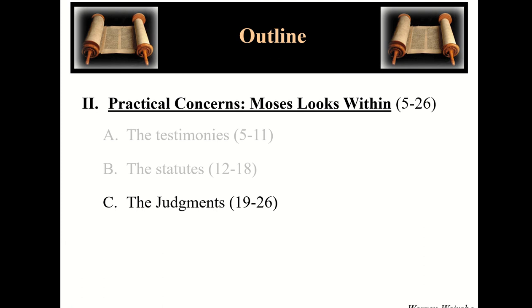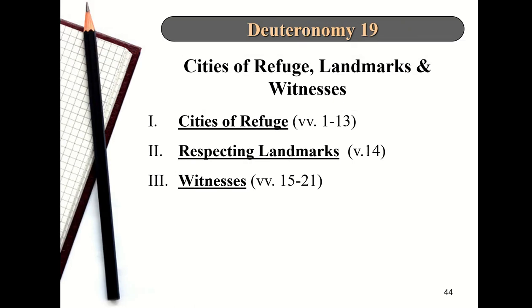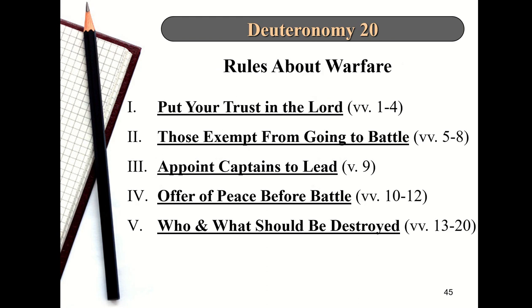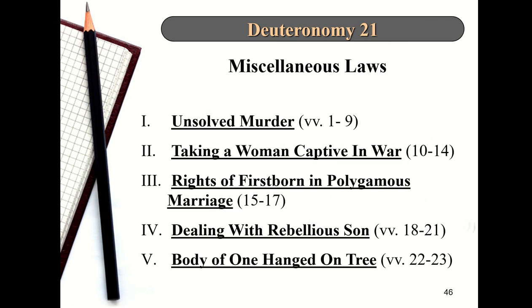Now, the third and final section of this second and longest sermon deals with the judgments. And so beginning at chapter 19, he deals with the cities of refuge, respecting landmarks, and witnesses. And so here are various regulations, rules about warfare, chapter 20, chapter 21, and then on through chapter 24, even through the end of the rest of the sermon, deals with a lot of miscellaneous laws.